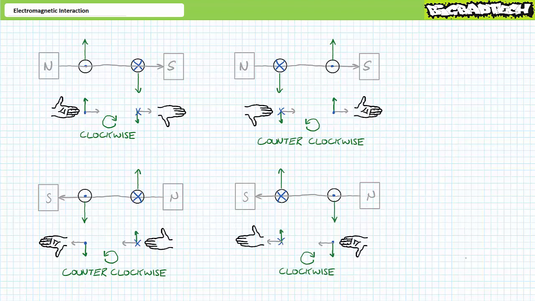Lastly, for the fourth scenario, an application of the left-hand motor rule for the left-hand conductor demonstrates it will be forced upward and the right one will be forced down. The loop of wire will therefore be torqued clockwise as the electromagnetic field seeks alignment with the external magnetic field.